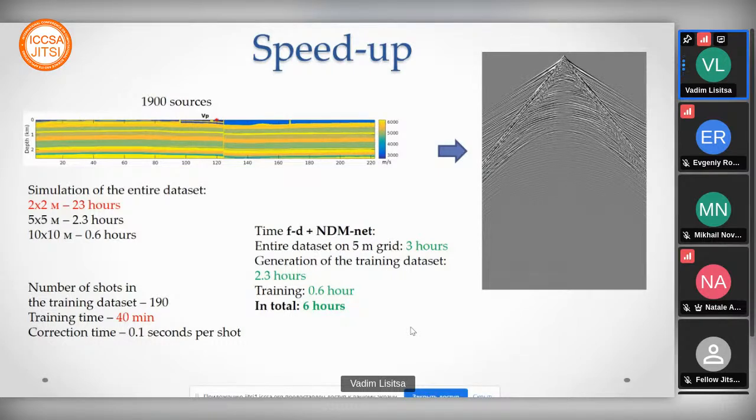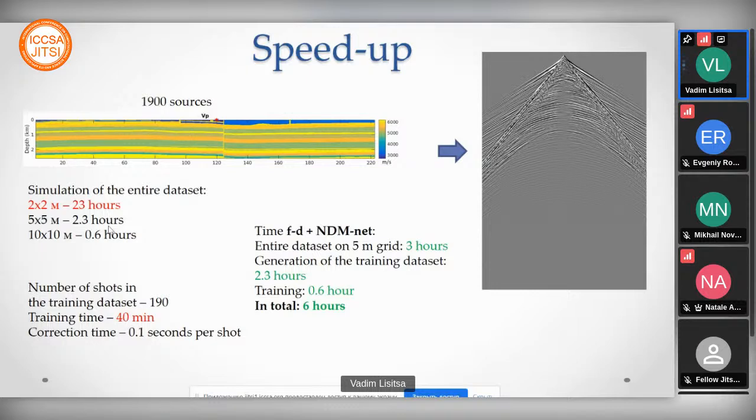What we see is that if we would like to simulate the fine mesh solution, it would take us about a day. If we compute a coarse mesh solution, then use 10% of the source positions to compute the training data set, and then train, with all the time we need to enhance our wave field, we will finally get a time estimate of about 6 hours.